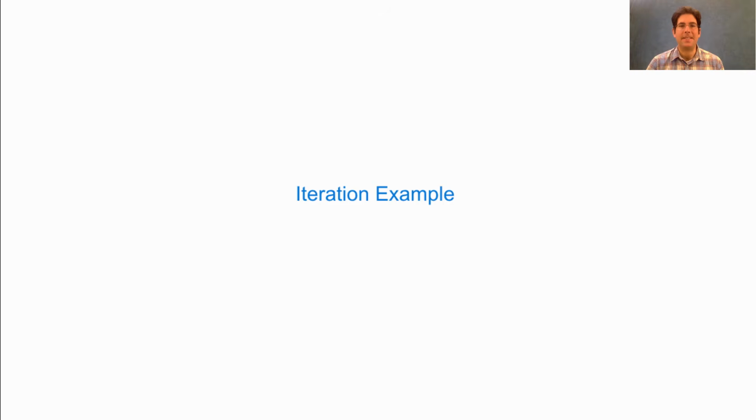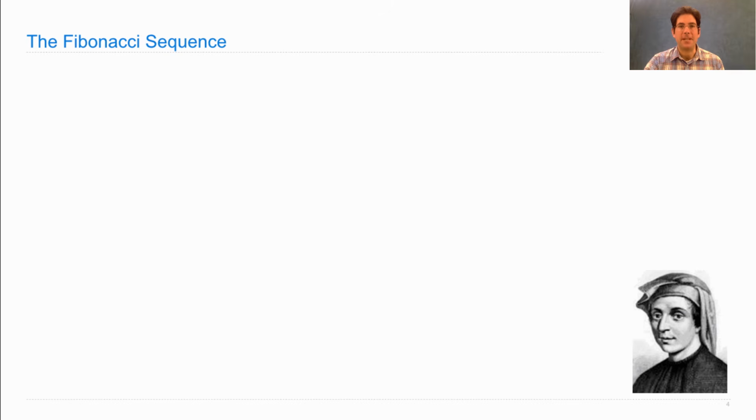Let's look at a famous example of iteration. We're going to study the Fibonacci sequence. That's Fibonacci, a mathematician from long ago. And here is his sequence. It starts with 0, and then 1, and then every element after that is the sum of the previous two elements. So 0 and 1 make 1, 1 and 1 make 2, 1 and 2 make 3, etc. And you can see that it starts getting fairly large before too long.